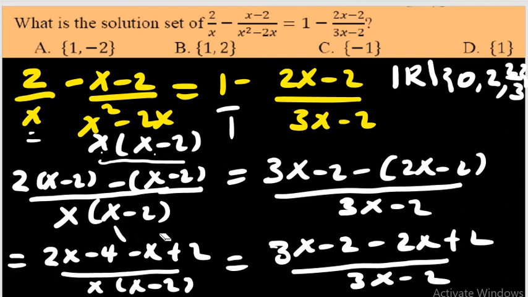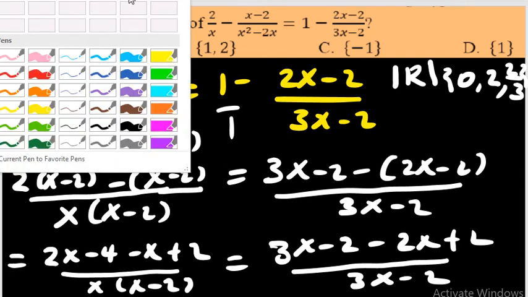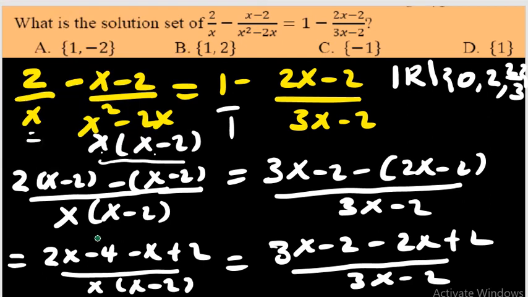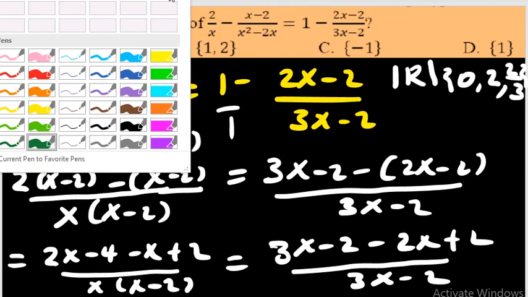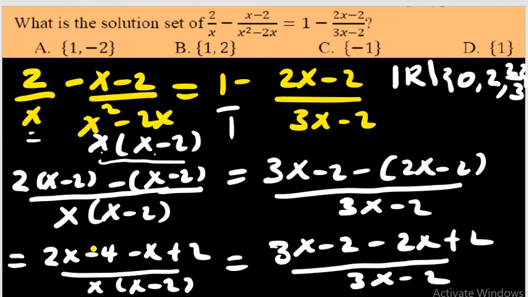Okay, let us use another color to make it more clear. 2x minus x will be just x, and negative 4 plus 2 will be minus 2. Minus 2 remains, here it is, the upper part. And what about this one? When you condense, 3x minus 2x will be x, and negative 2 plus 2 will be eliminated, so just x remains. So let's go to the new page and let's continue.